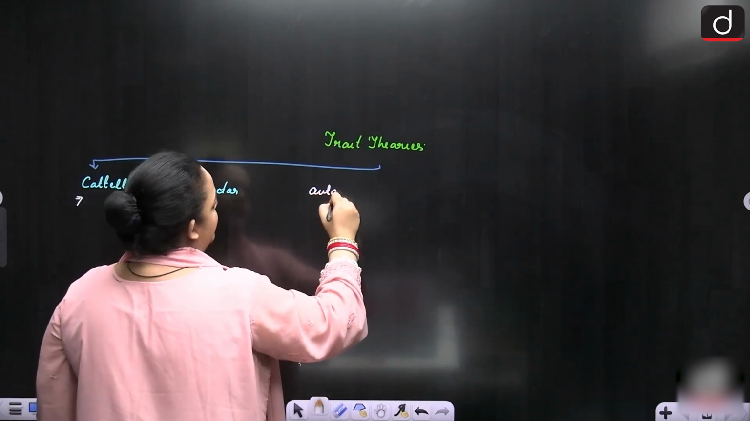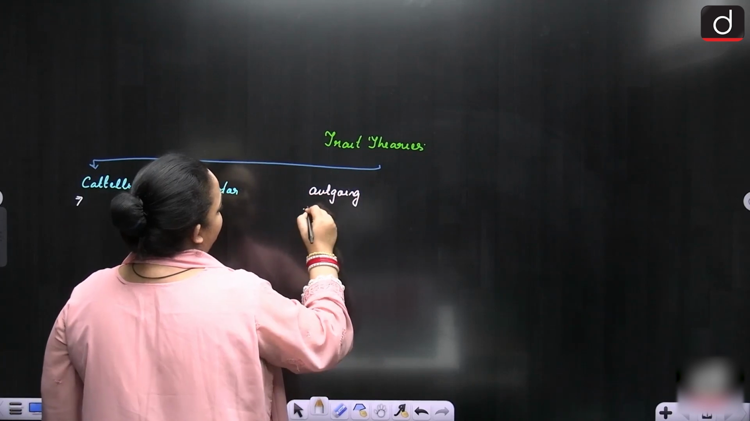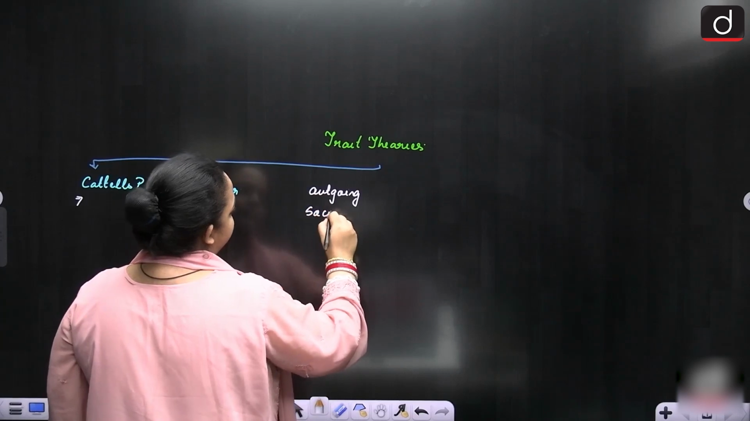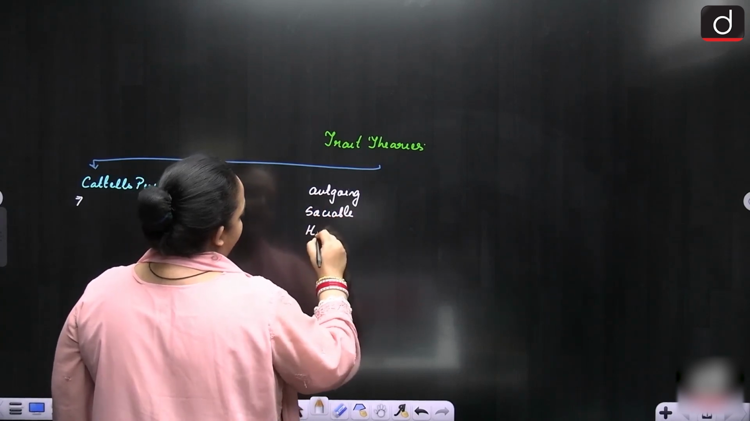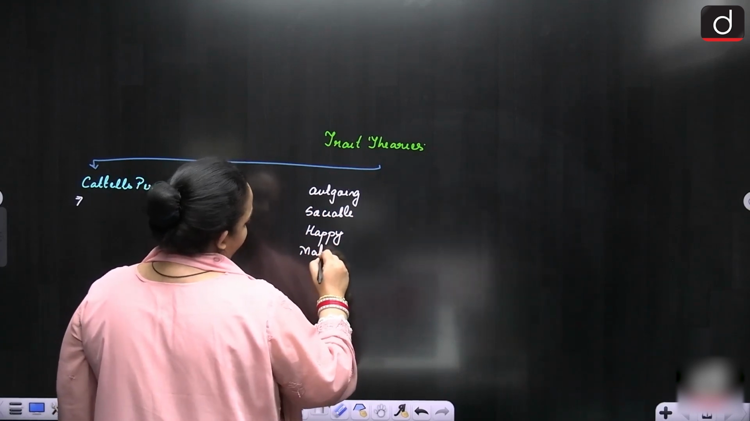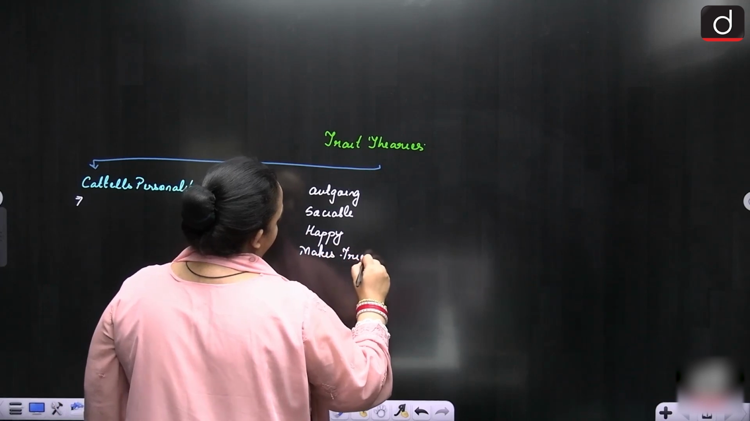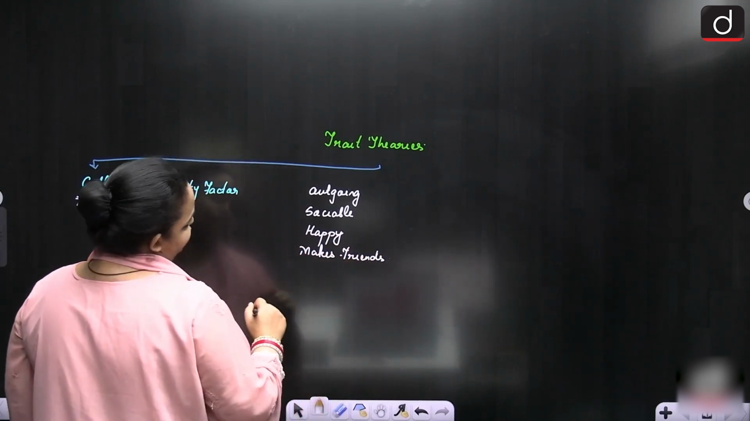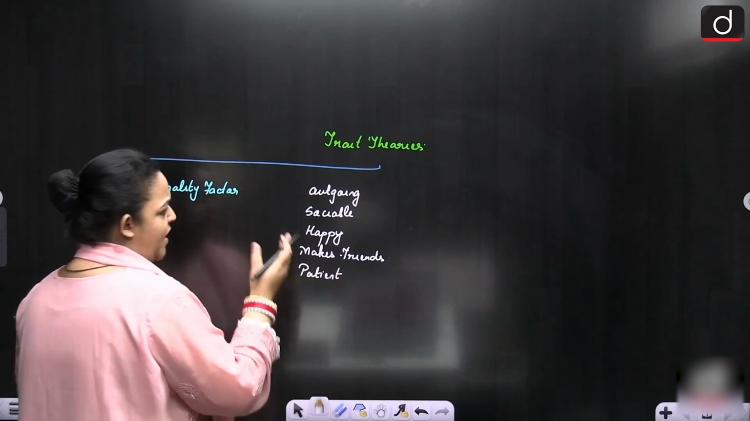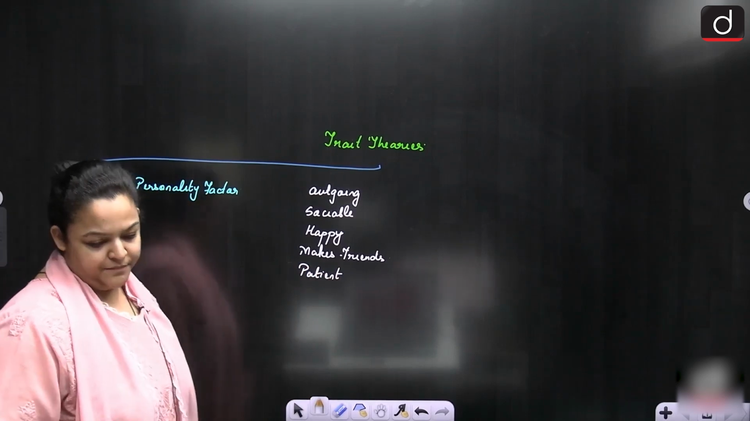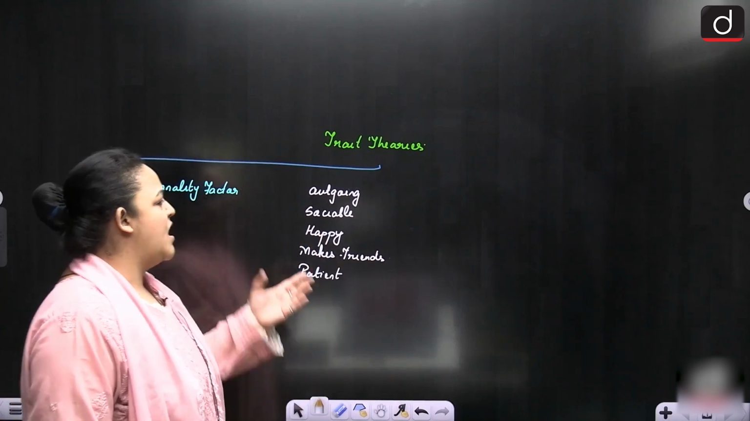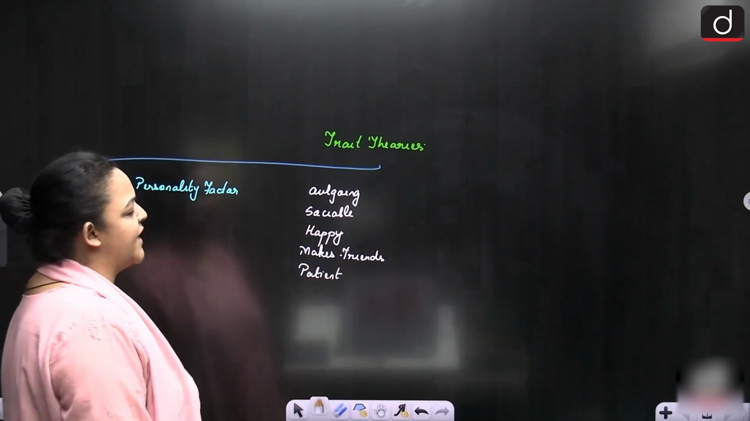So I'm writing outgoing, sociable, happy, makes friends. Okay. Patient. Okay. So suppose these are the features that I have written. So I have written a bunch of features over here. Okay. Outgoing, sociable, happy, makes friends.